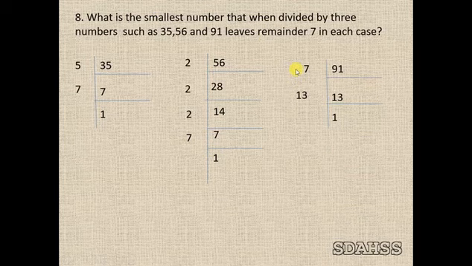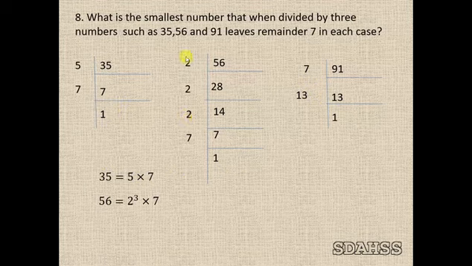Next consider 91. 91 can be divided by 7 table. So if you divide, you will get 13. 13 can be divided by 13 table, then you will get 1. So 35 can be written as 5 into 7. 56 can be written as 2 cube into 7. 91 can be written as 13 into 7.